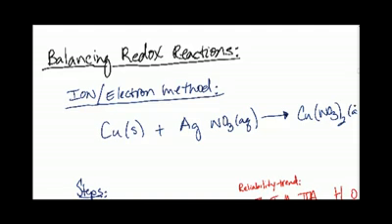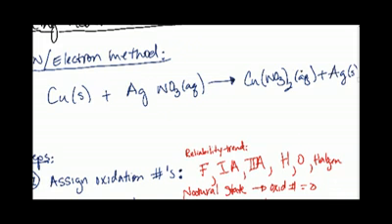Today we're going to be looking at the concept of balancing redox reactions, specifically using the ion-electron method. What we have here is an example that I will work out later, but for now it's just for show. We're looking at a redox reaction between a metal solid and a metal found in the solution. We don't really care about the anion, just the cations here.